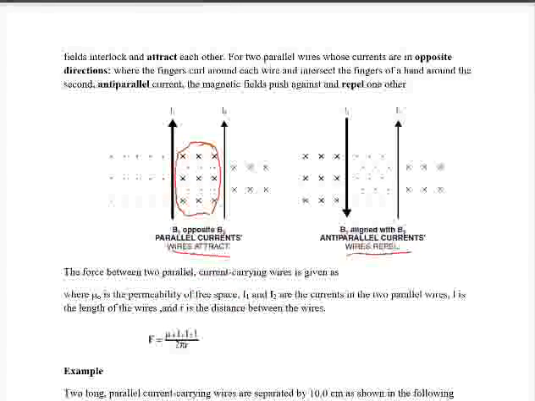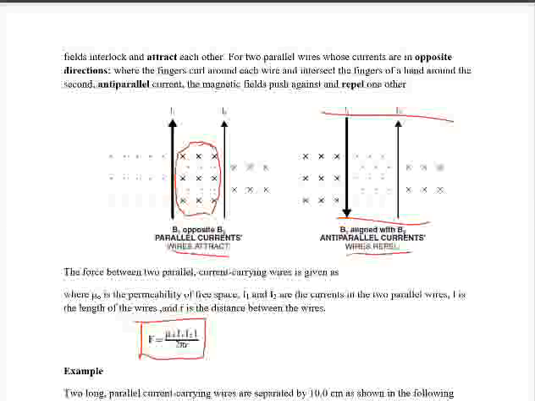To calculate the force between these two, either the attractive or the repulsive force, we use this equation. Here mu naught is the permeability of free space, I1 is the current that's flowing through the first wire, I2 is the current that's flowing through the second wire, L is the length of the wire. The length of the two wires is equivalent, therefore you can take one of the two lengths, and R is the separation distance between them, the radius R.